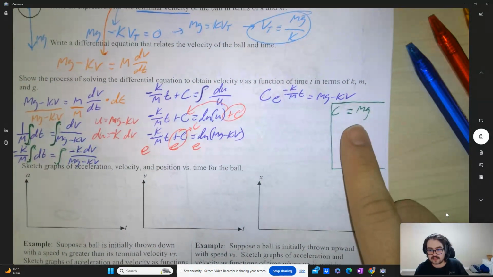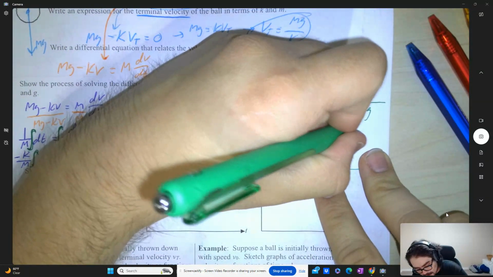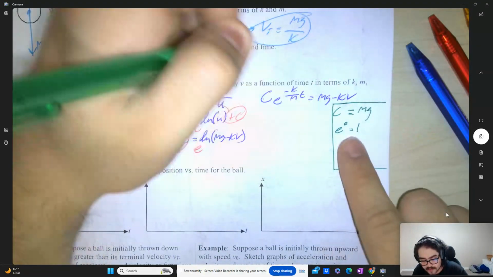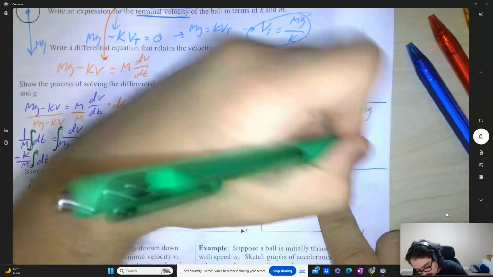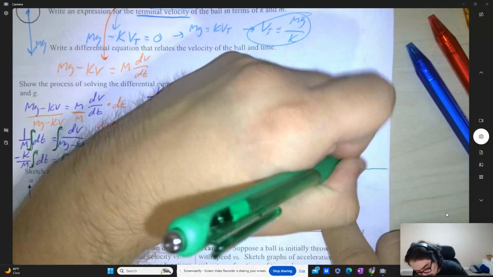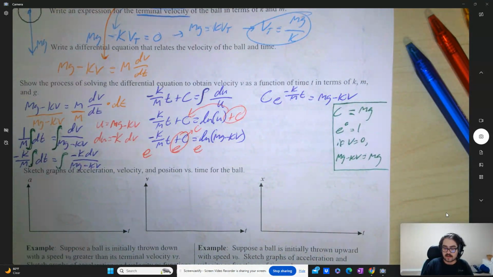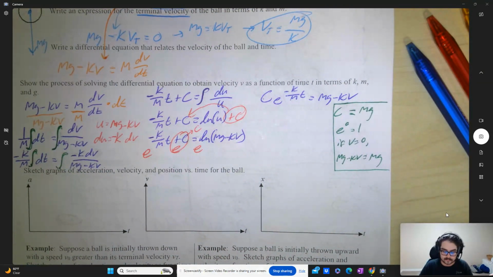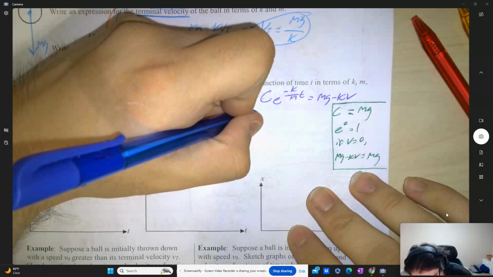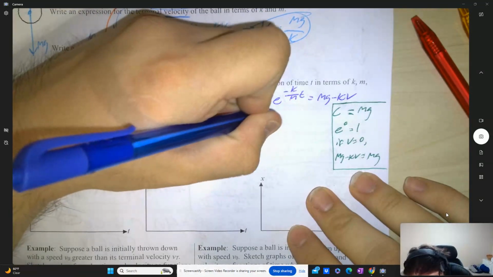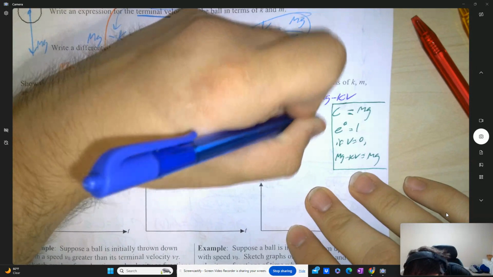I'm just plugging in my initial conditions. e to the 0th power equals 1, so that's why that's not there. And then if v equals 0, then mg minus kv just equals mg. So that's how I got that. That's just explaining what I did, showing my work, so to speak. So now I'm going to replace C with just mg. So this is mg e to the negative k over m t equals mg minus kv.